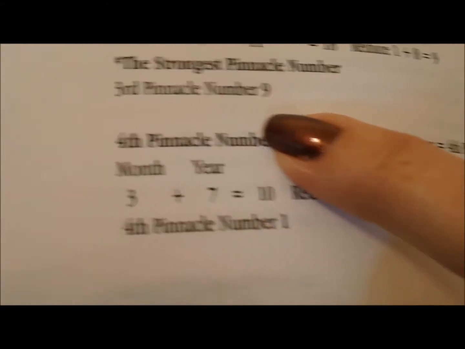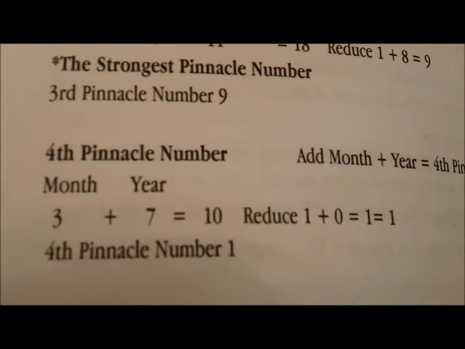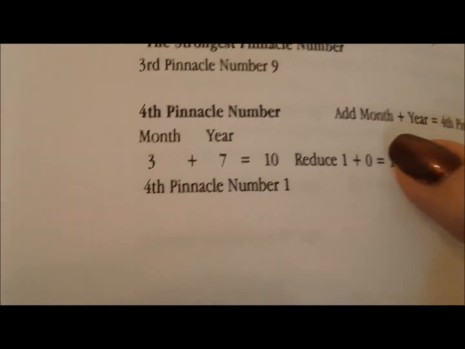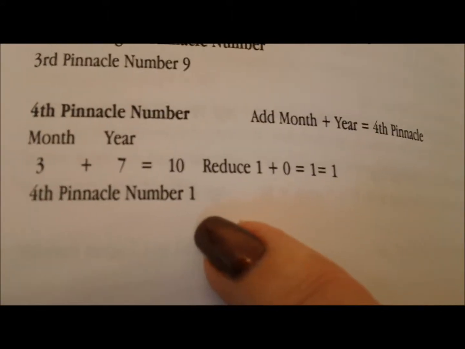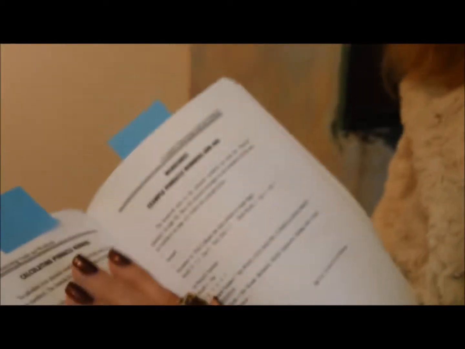And by the way, the third pinnacle is your strongest because think about it. You're taking your first pinnacle and your second pinnacle and you're adding them together. And the fourth pinnacle, you add the month and your year, and that gives you your fourth pinnacle number. Now, the pinnacles are the opportunities that you're going to be having in your life.